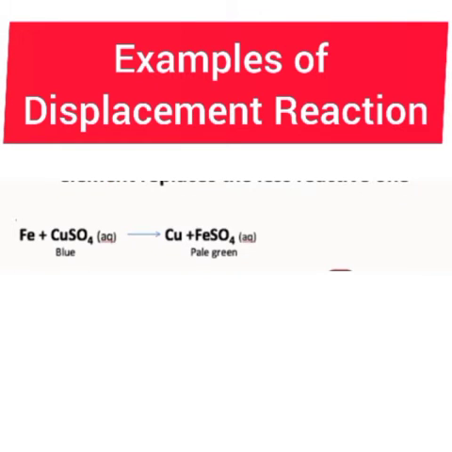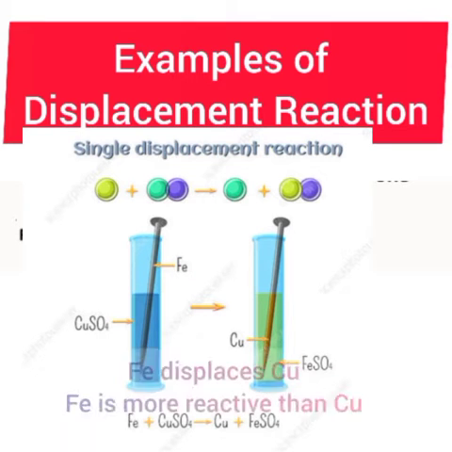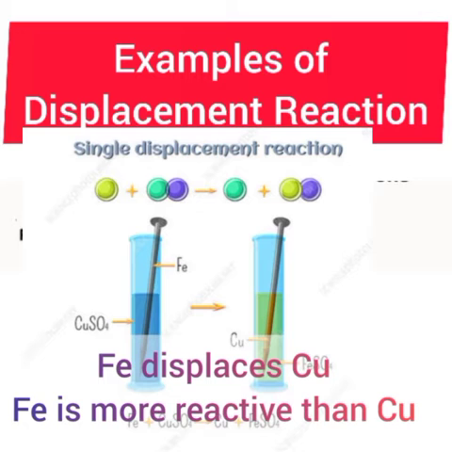Let us discuss a few examples of displacement reactions. Number 1: iron nail reacting with copper sulfate solution. When an iron nail reacts with copper sulfate solution, the iron displaces copper and forms iron sulfate and copper.